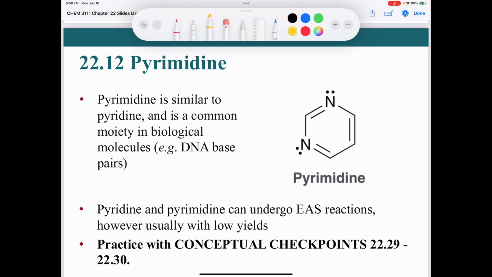Pyrimidine is similar in structure to pyridine, but contains 1 extra nitrogen atom at the 3 position. Pyrimidine rings are very common in biological molecules. Pyrimidine is less basic than pyridine due to the inductive effect of the second nitrogen atom.